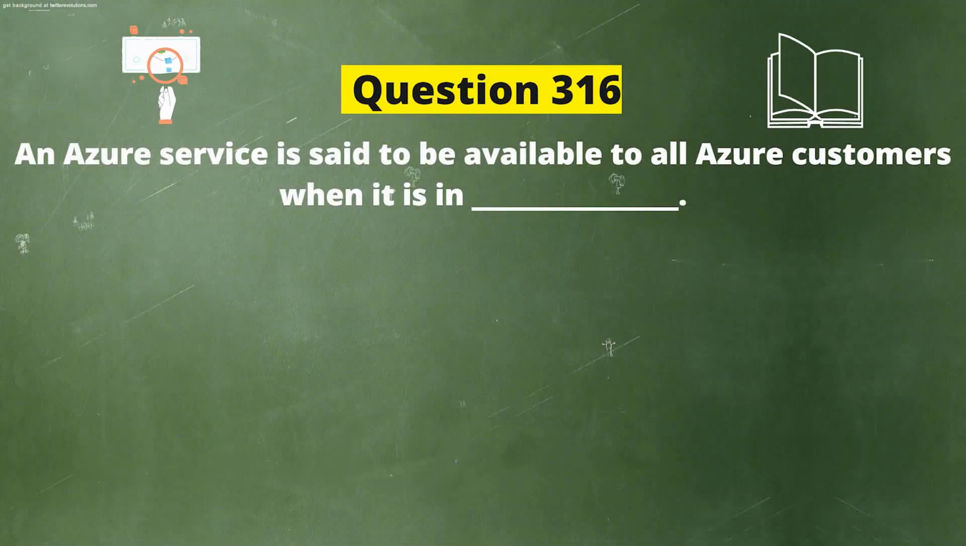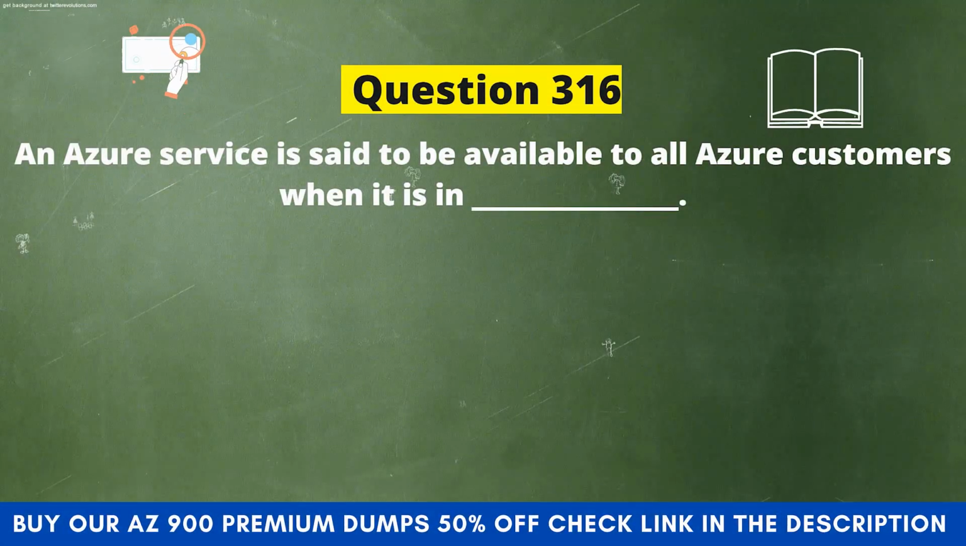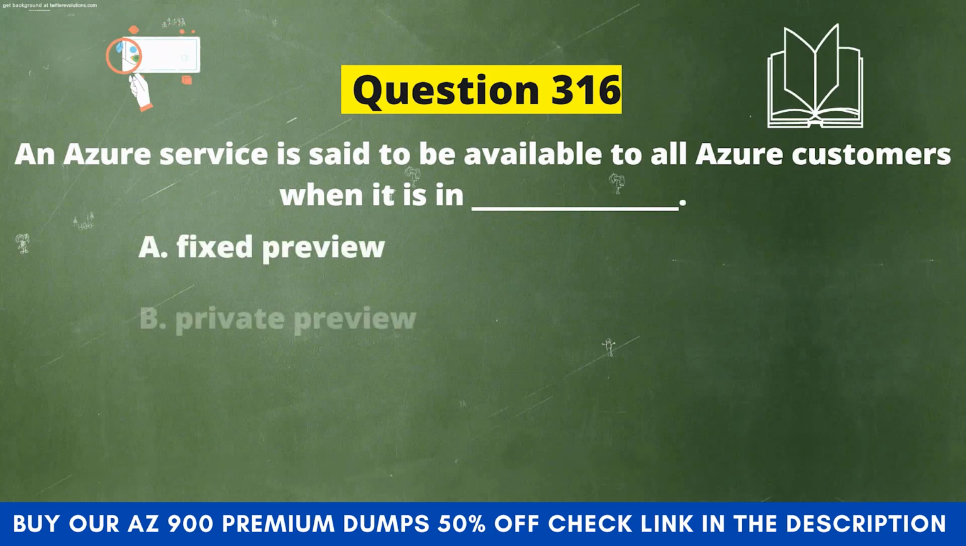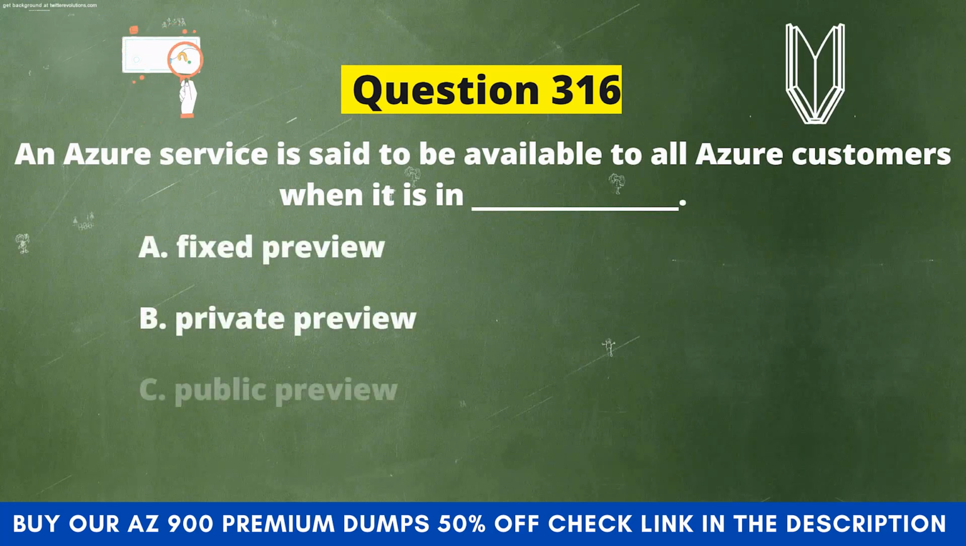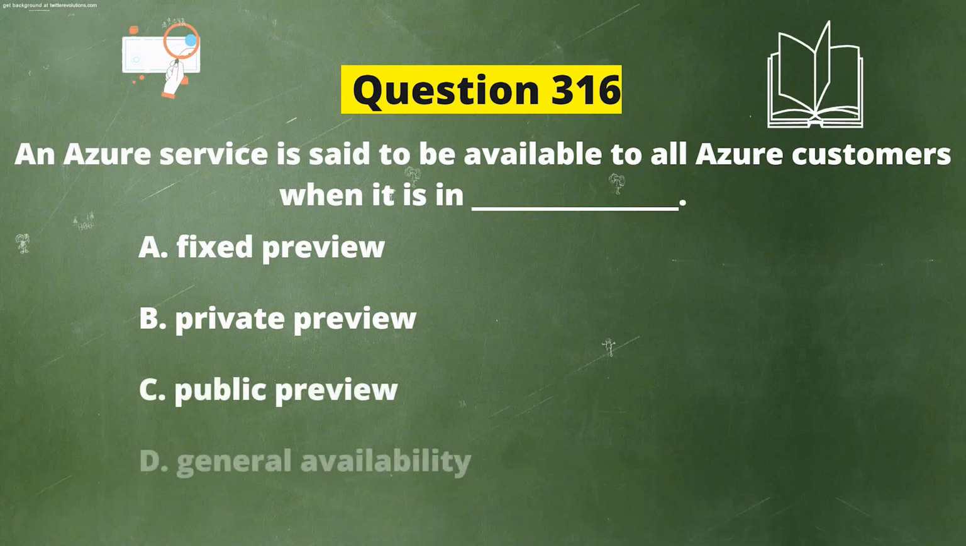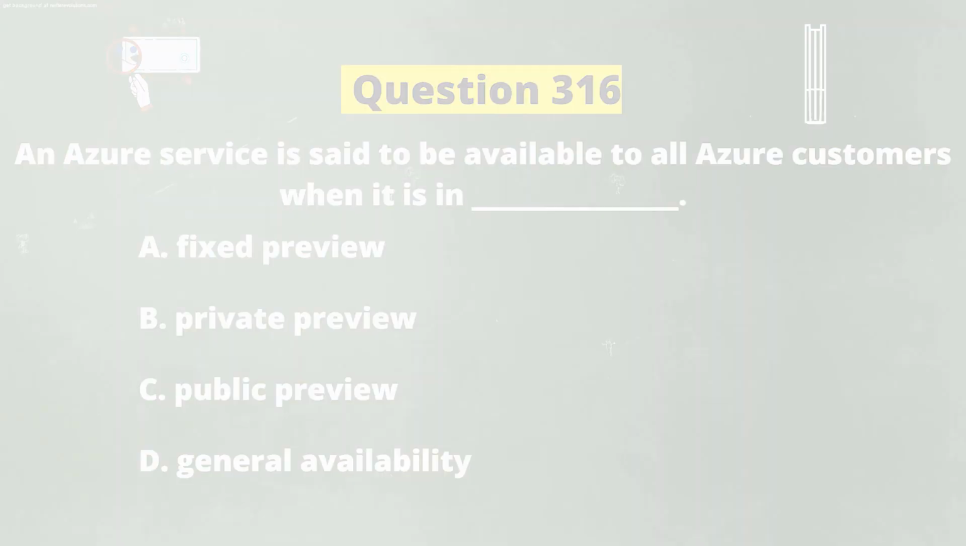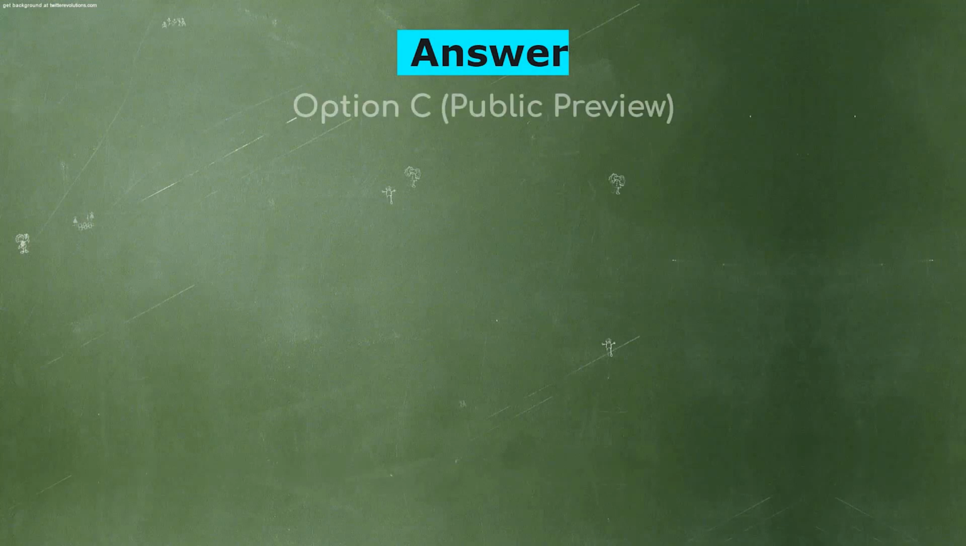Next question. An Azure service is said to be available to all Azure customers when it is in dash, and the options are A. Fixed preview, B. Private preview, C. Public preview, D. General availability. And the correct answer is option C.